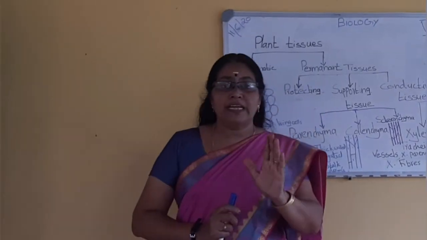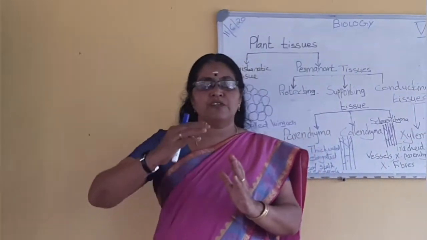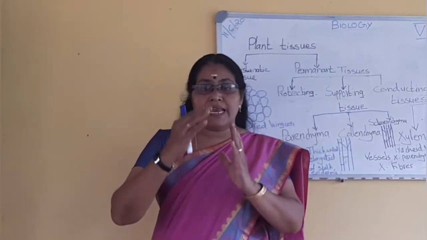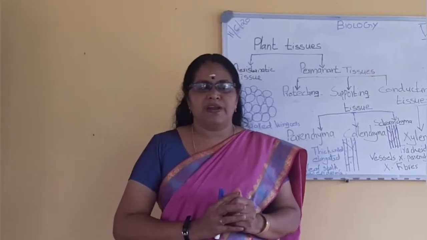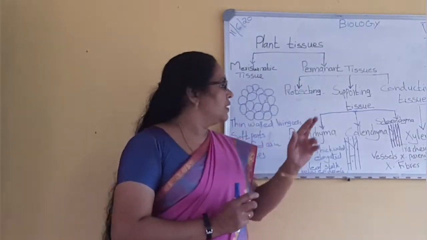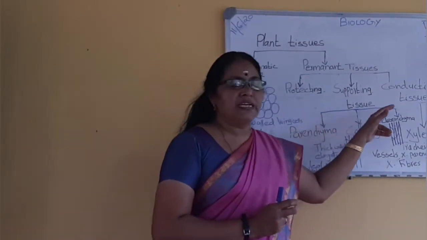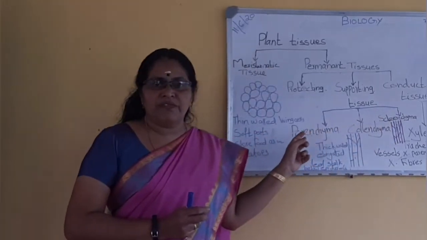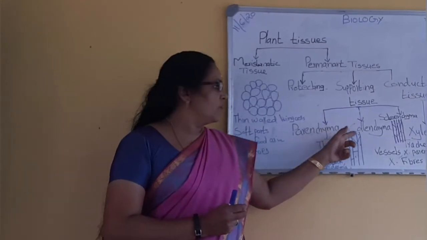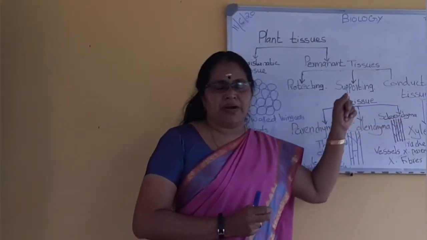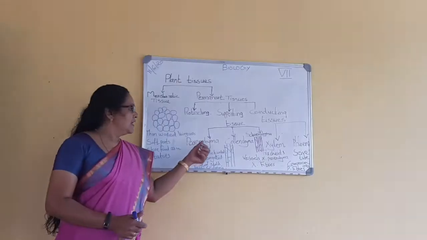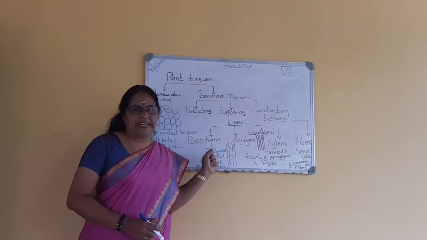Next one is the supporting tissue. They give support, mechanical support, to the various parts of the plant. There are different types of supporting tissues. Three types of supporting tissues, the names are somewhat different. You may be hearing the names for the first time: parenchyma, collenchyma, and sclerenchyma. These are the three types of supporting tissues. Let us study one by one in detail.